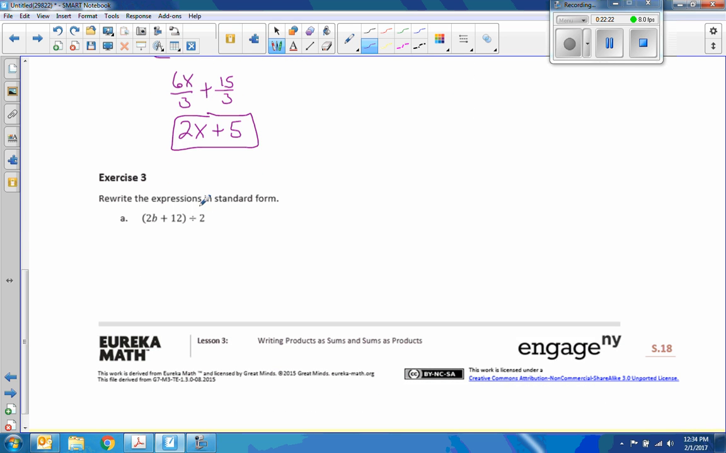Exercise 3. Rewrite the expression in standard form. Same thing. So it's going to be 2b, we're going to distribute, divided by 2, plus 12 divided by 2. 2 divided by 2 is 1, so I'm just left with b, plus 12 divided by 2 is 6. b is a variable all by itself. This is b. Why they would choose a problem with a b and a 6, but anyway, b and a 6.